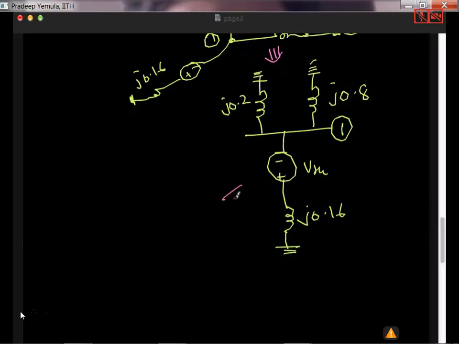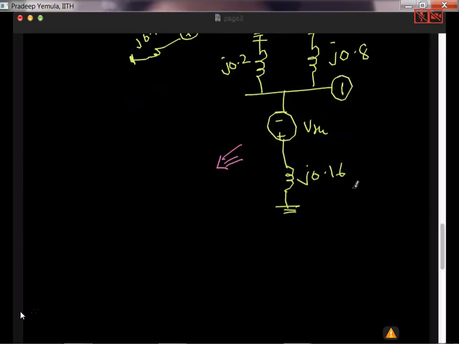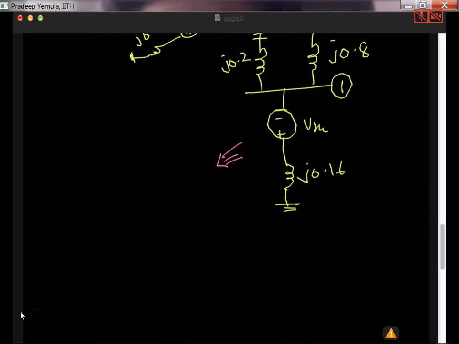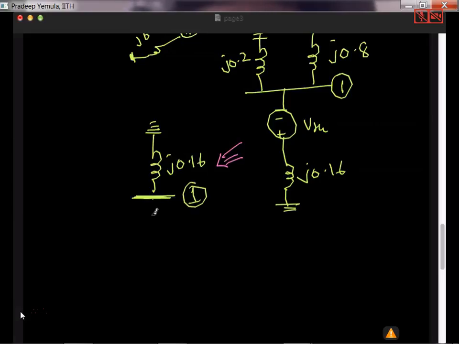Then finally what is this one? So I'll get 0.2 parallel with 0.8. So 0.2 into 0.8 by 0.2 plus 0.8. So I think it is 0.16. 0.16, this is the ground. Then I have the bus 1. Then I have the Thevenin's voltage. This is nothing but 1.0 per unit. Then finally I have the fault impedance.